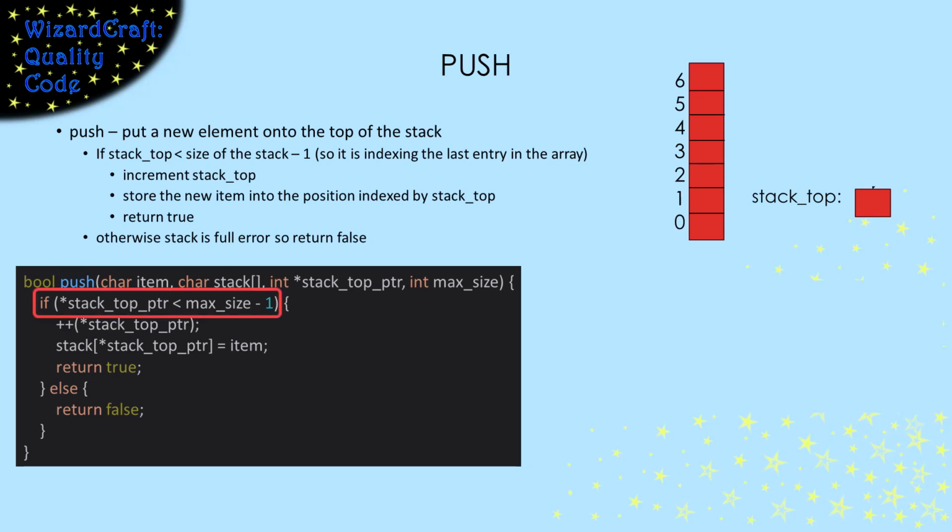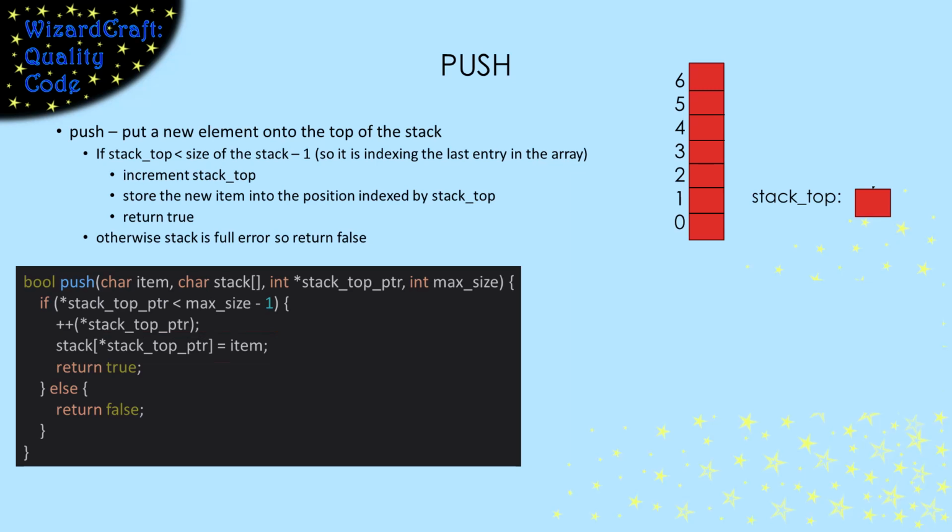Here's the code to do that. This is checking to see if there's room left in the stack. Here, we are dereferencing stack top pointer to get the int that it's pointing at, and then incrementing that int. Then, we dereference stack top pointer again to get the new stack top value, and use it to index the stack's array to store the item there.